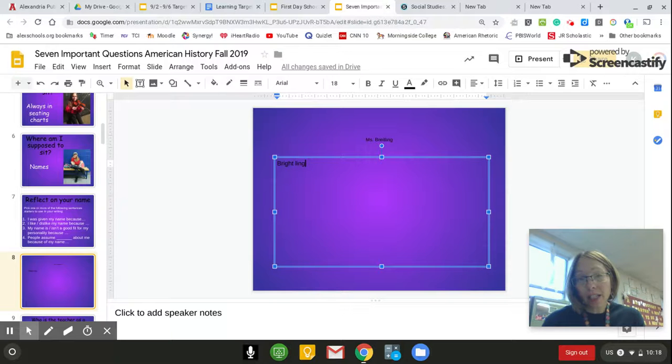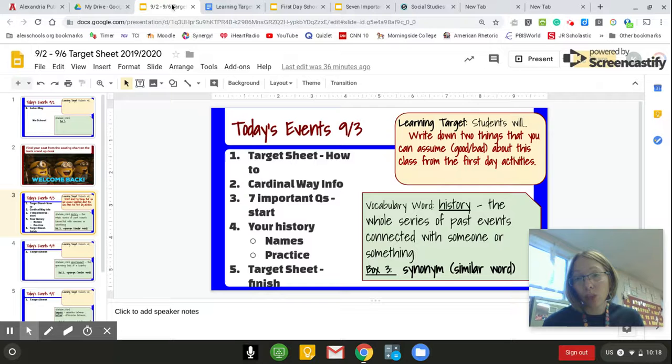And then we ended the class by going back to our target for the day, and I had students write down and share with their shoulder partner an assumption that they have about this class. So that really sums up what we did, and I guess something like how these screencastifys will look.